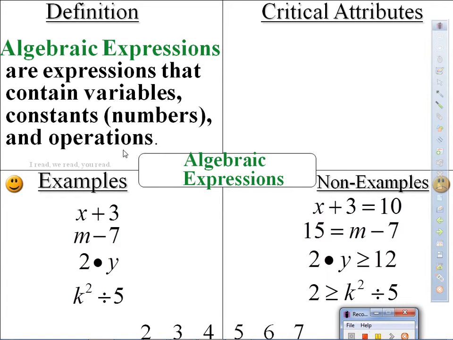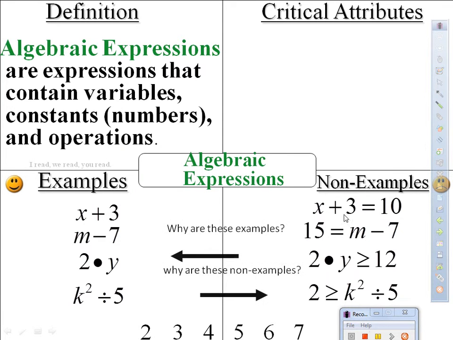All right, so according to the definition, pens down please, really quick. It says that algebraic expressions are expressions containing variables, numbers, and operations. Do we have that here? Yes. So think about these questions. Specifically, why do you think these are non-examples? Think about it first, don't say it out loud. All right, talk it over with your neighbor. Why are these non-examples? Thank you.